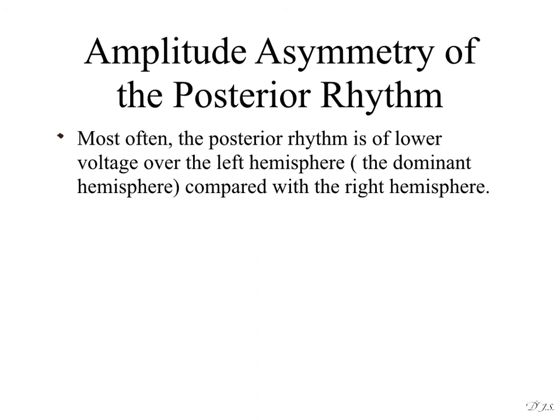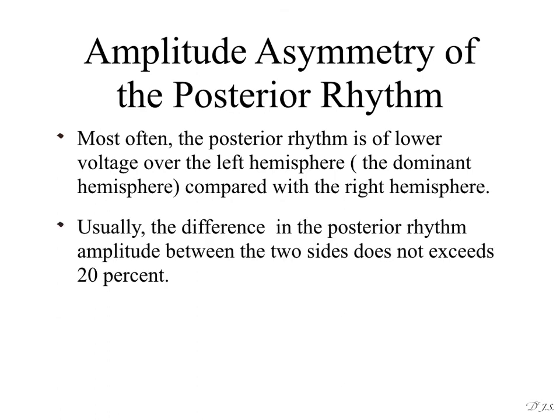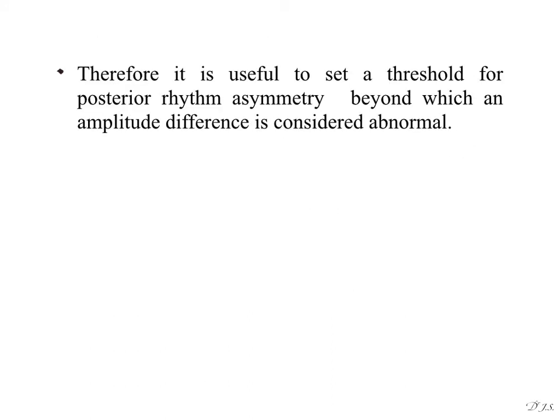More plentiful faster rhythm is seen frontally and higher voltage slower rhythm is seen posteriorly. Amplitude asymmetry of the posterior rhythm. Most often, the posterior rhythm is of lower voltage over the left hemisphere, the dominant hemisphere, compared with the right hemisphere. Usually, the difference in the posterior rhythm amplitude between the two sides does not exceed 20%.